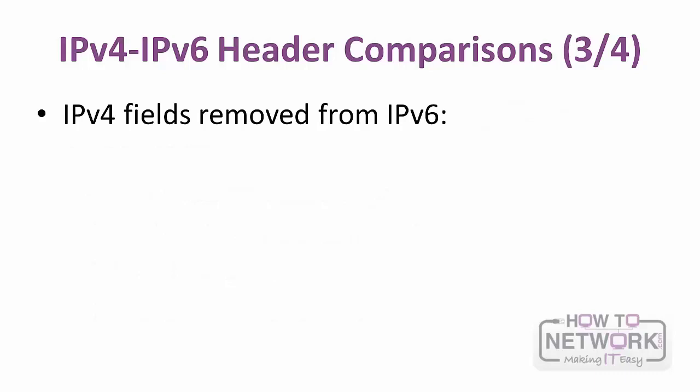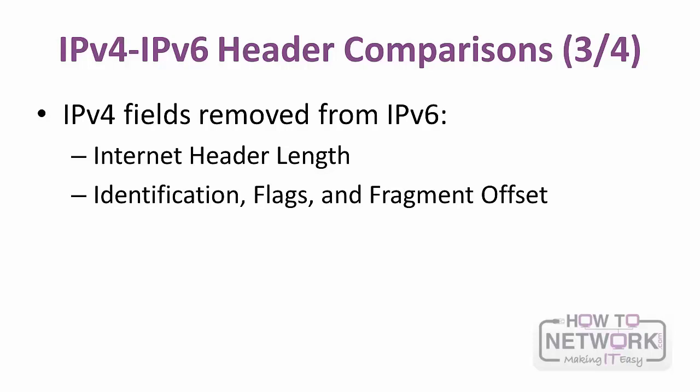Now we will examine IPv4 fields that are removed from IPv6. Internet header length. This field is not needed in IPv6 because the main IPv6 header has a fixed length of 40 bytes. Any additional headers are linked as indicated in the next header field. Identification, flags, and fragment offset. These fields are used for fragmentation in IPv4. Fragmentation is handled differently in IPv6, using the fragment extension header.